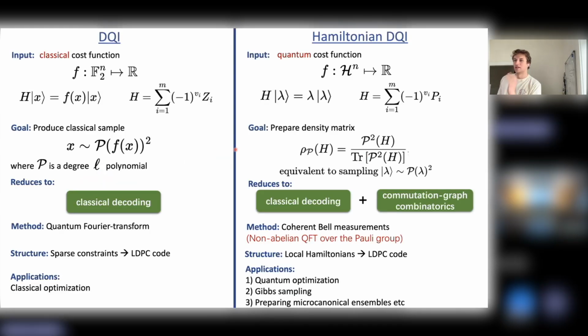Okay. Any other questions about this slide or this high-level overview? If not, I'm going to talk next about how the actual reduction works.